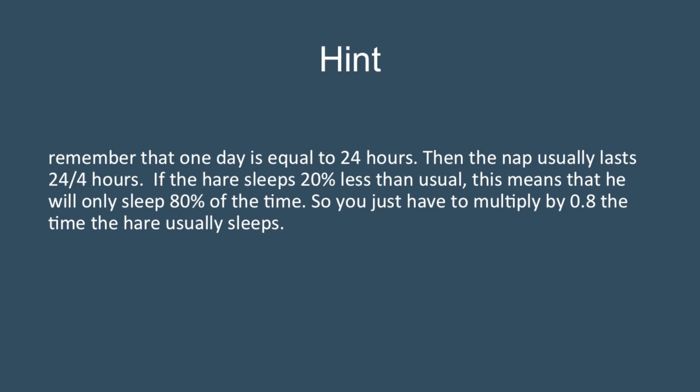Remember that 1 day is equal to 24 hours. The rabbit's naps usually last a quarter of a day, so 24 divided by 4 hours. If the hare sleeps 20% less than usual, this means that he will only sleep 80% of the time. So good luck. And remember, if you're stuck, don't forget to look at the hints.